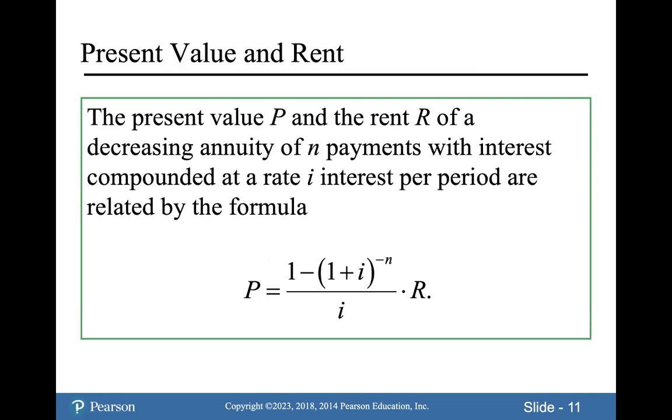All right, so the present value P and the rent R of a decreasing annuity of N payments with interest compounded at a rate I interest per period are related by this formula. P equals 1 minus 1 plus I to the power negative N, divided by I, times R. So this is for a decreasing annuity. Notice the formula is a little bit different. The terms on top are switched. This exponent became a negative N.